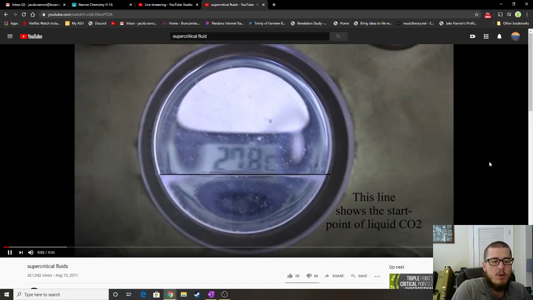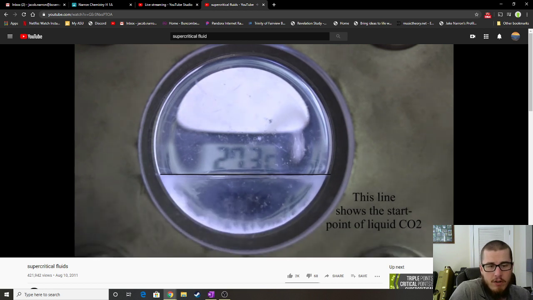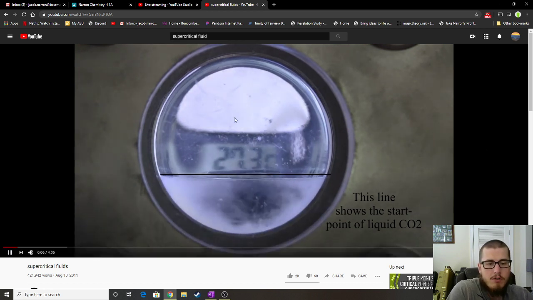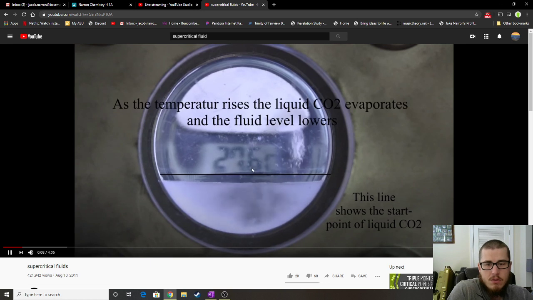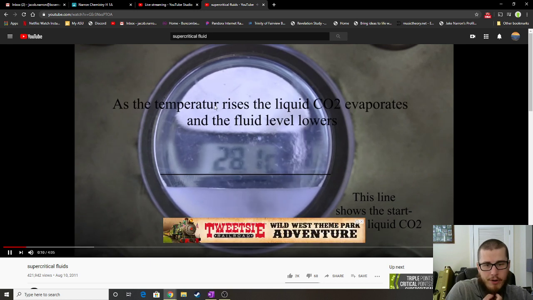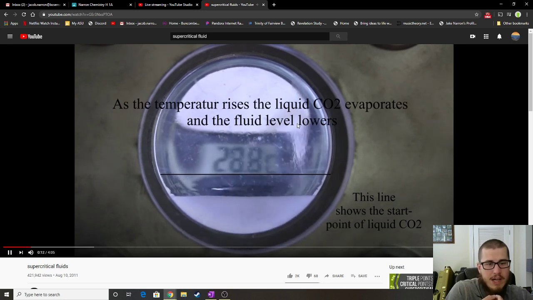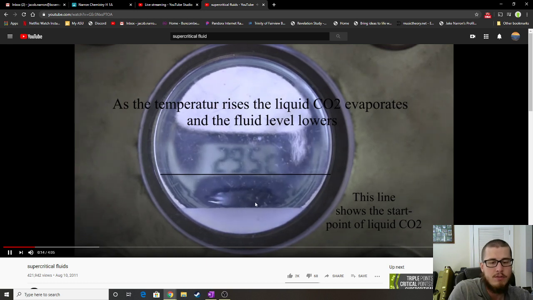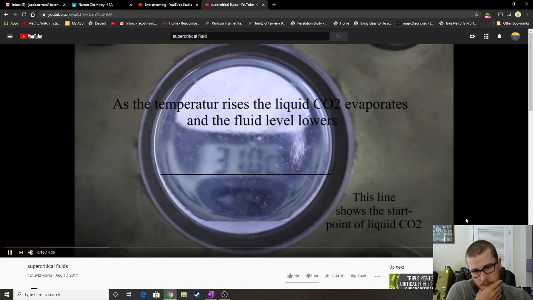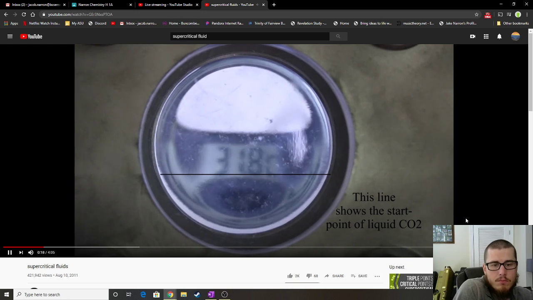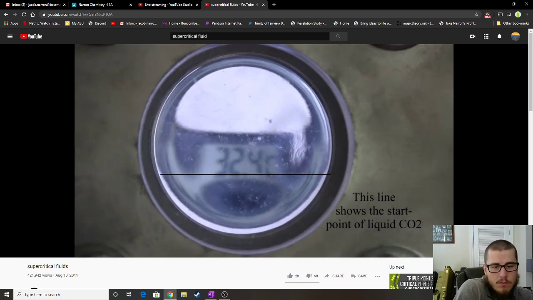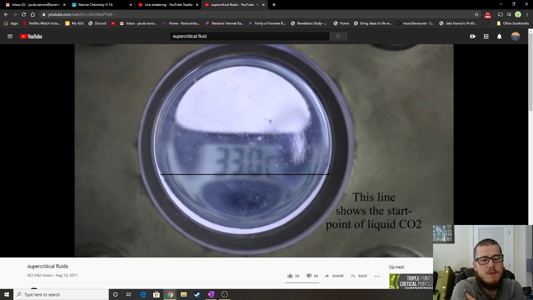So that line is showing you where it's liquid CO2 down at the very bottom. Now up here above, you're going to be able to see gaseous CO2. As temperature rises, the liquid CO2 evaporates and the fluid level is going to lower. We're at 32.4 degrees Celsius. You can see it in the back. We're at 33. It's getting warmer.